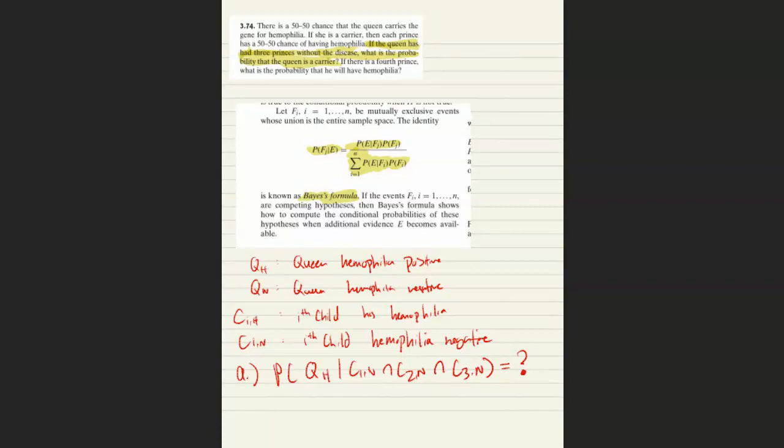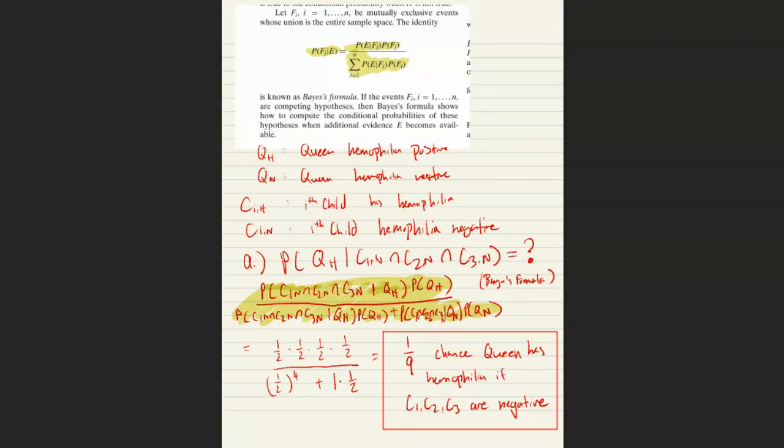So for the first part, we use Bayes' formula. For the numerator, we flip the variable that we are conditioning on. Initially we condition on the first 3 children being negative, and so in the numerator, we flip the condition so that we condition on the queen having hemophilia.